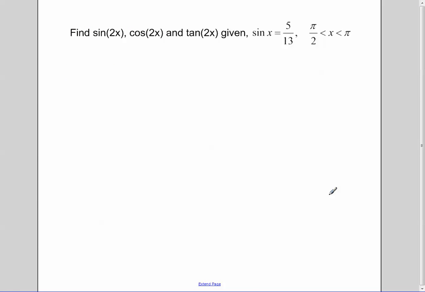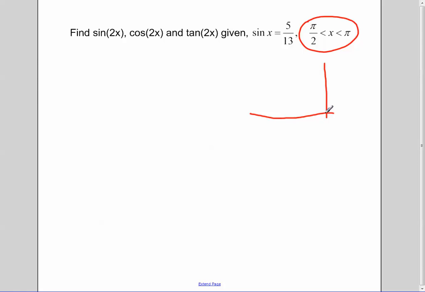It's asking us to find the double angle of sine, the double angle of cosine, and the double angle of tangent given that information. We know that sine is 5 over 13, and we know x is between pi over 2 and pi. So the first thing we want to figure out is which quadrant we are in based on this interval. Hopefully we understand that based on that, I'm going to be in the second quadrant.